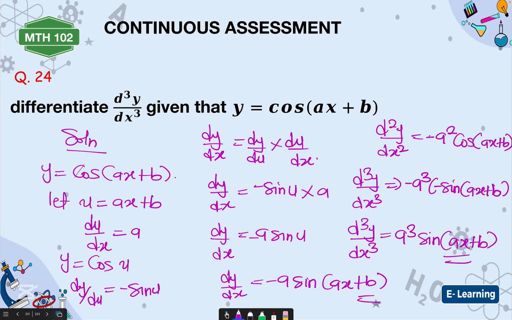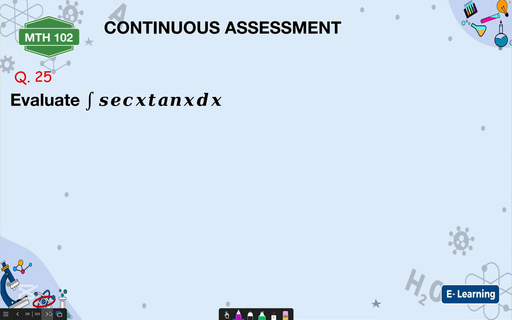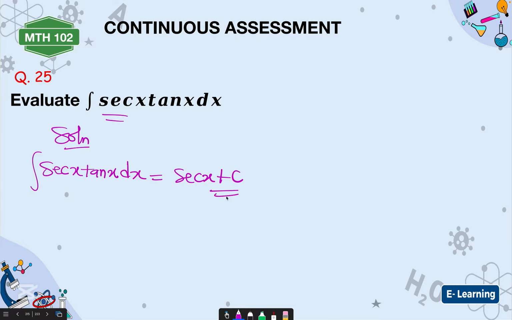So that's the answer to that question. Now, this other one is a very simple one. You don't need to solve this one. This integral of sec x tan x dx is sec x. When you see the integral of sec x tan x, it does not require any solving. The correct answer is sec x + c. Are you getting it? It's sec x + c, because if you differentiate sec x, it's going to give us this answer here. You don't need to solve that particular one.